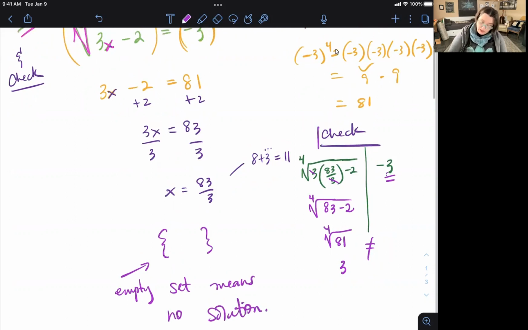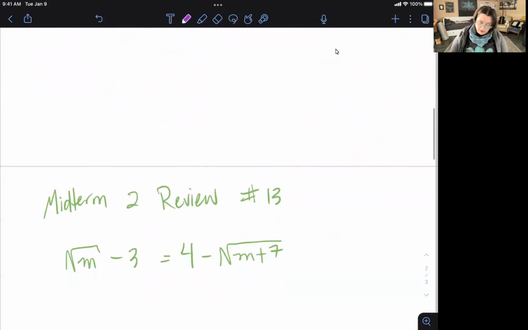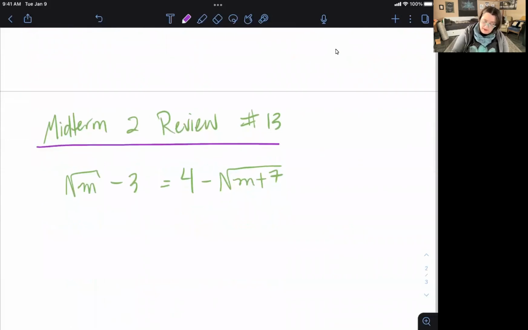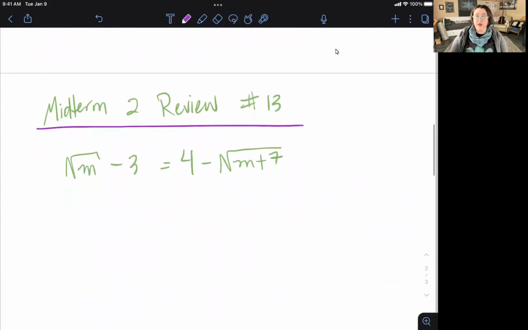Okay, so the important thing here and the thing that was missing, you had done everything correctly except for you want to just make sure that you check. Okay, then there was another question that got sent to me, and that was from the midterm review.